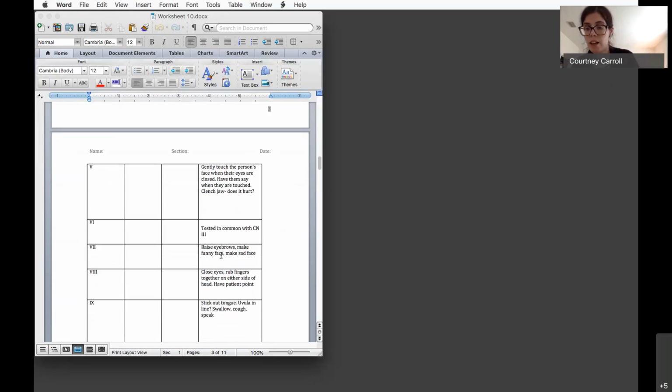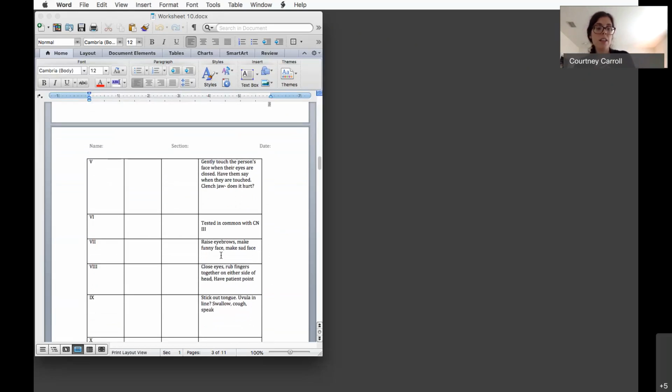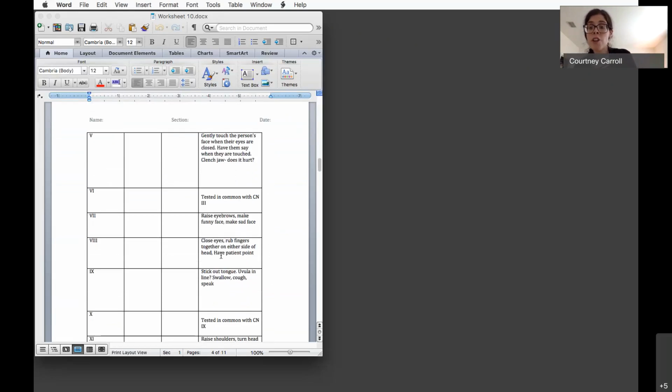Nerve 6, tested in common with 3, that's the moving of the eyes. Then you're going to see, can you raise your eyebrows? Can you make a funny face? Can you move your face around? Write yes, if you can. You're going to have your partner close their eyes and you're going to make the sound of rubbing your fingers together. They're going to point to which ear you're doing it in front of. Do left, right, be a little random, and see if they can hear that. If they can, you write can hear.